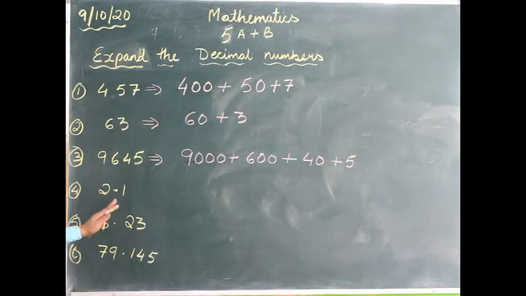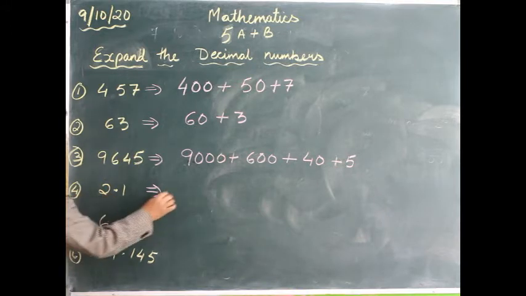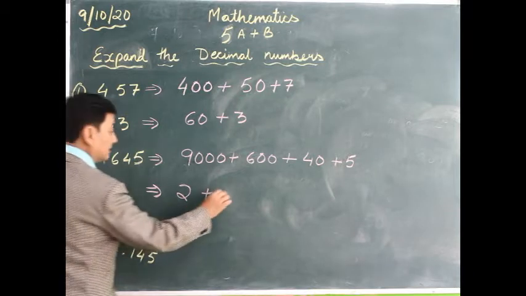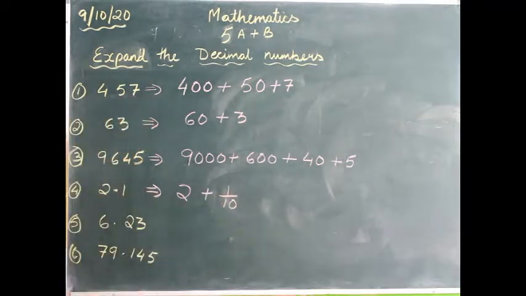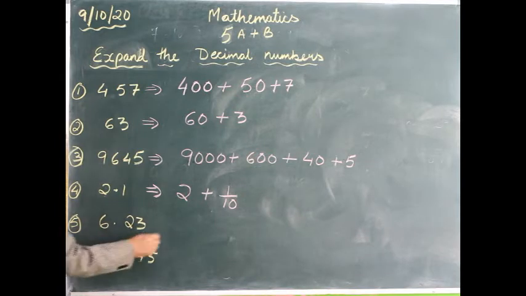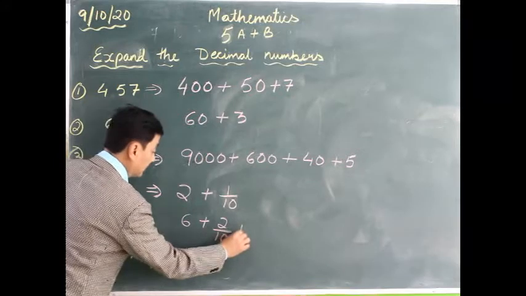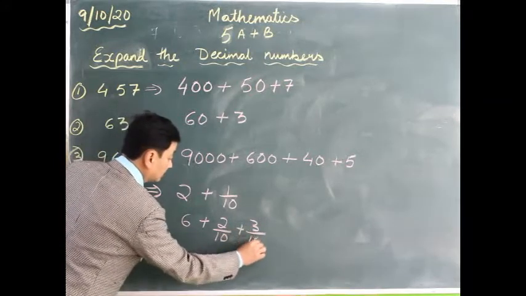Now we come to the decimal numbers. So let's expand. Let's say the place value. This is ones. Only ones are there. There are no tens or hundreds. So 2 ones plus, what is the value of 1 here? 1 tenth. Again, 2.1. Value of 1 tenth. When you read this number, 6, plus 2 tenths plus 3 hundredths.